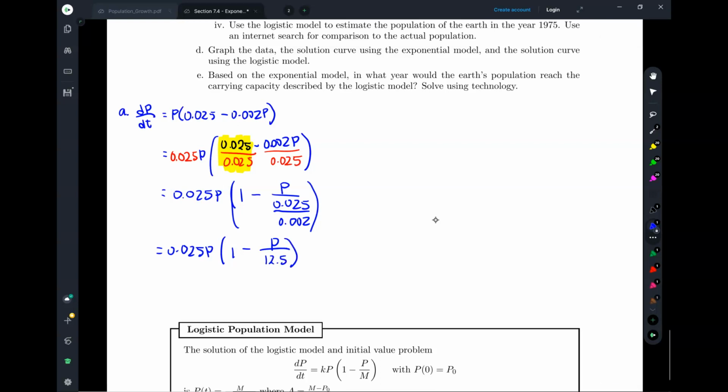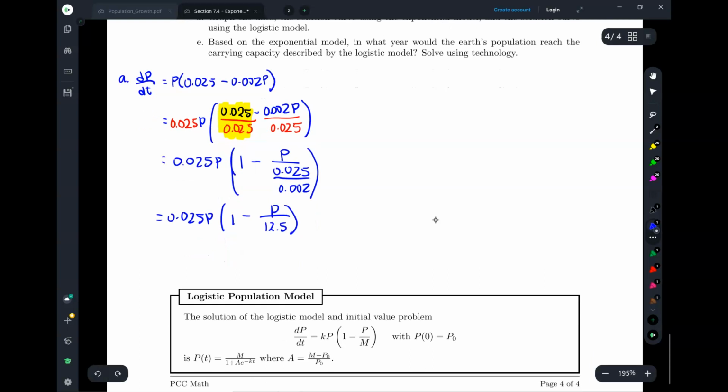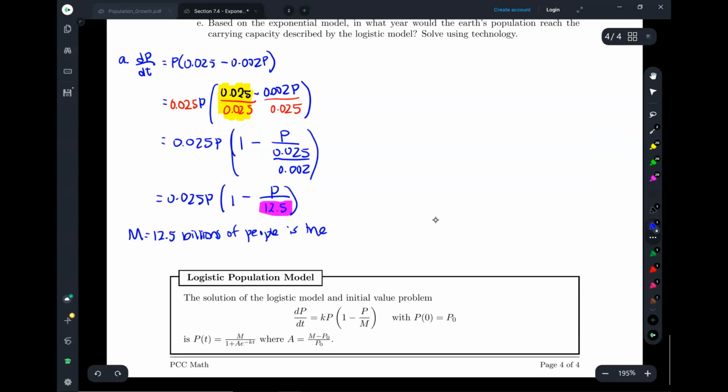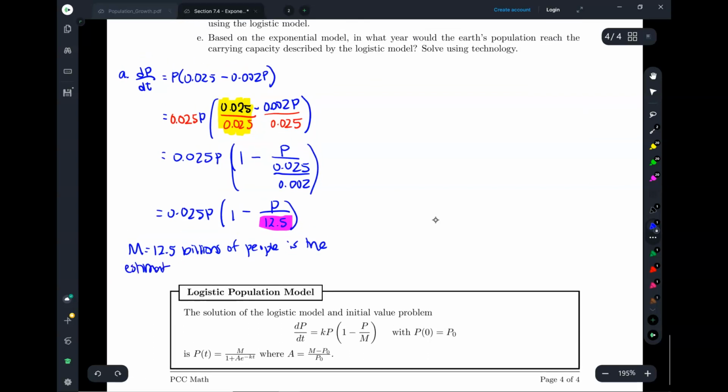So now this is written in that prior logistic model that we've looked at before. And so now what we can see is that this is the carrying capacity. So m equals 12.5. And so that's billion, right? Billions of people is the, I'll say, estimated carrying capacity of Earth. Isn't that so cool? 12.5 billion people. Okay, that's kind of what we can expect.